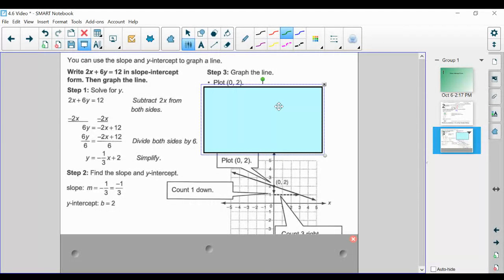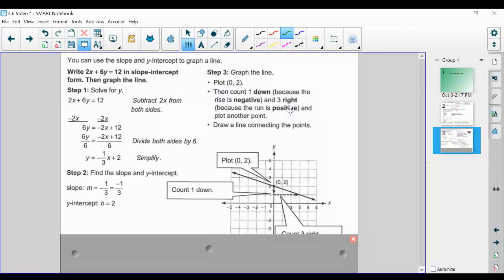Now that we've done that, we apply our slope. Our slope has a value of -1/3, which means we're going to count 1 down because the rise is negative and go 3 right because the run is positive, and then plot another point. So we go down 1, right 3. 1, 2, 3. Now we have 2 points, which means we can now draw the actual line.